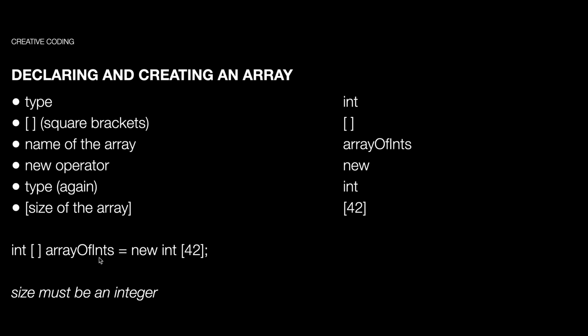And then you'll have the name of the array. In this case, we're calling it array of ints. And then we're creating the array. We're using the equal sign, and we're using the new operator. New. You have to specify the type again. And inside of the square brackets here, you should set the size of the array. In this case, it would be 42, so there'd be 42 elements in that array. And in this case, size must be an integer. You can't say 42.3 or 42.4.